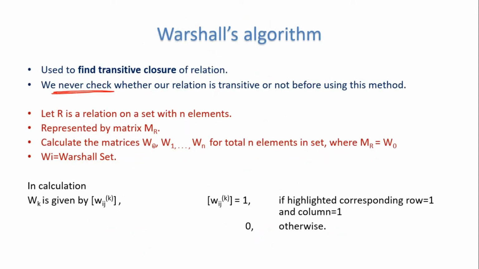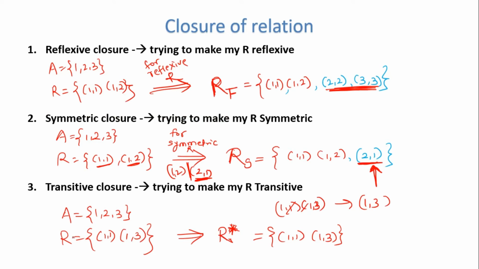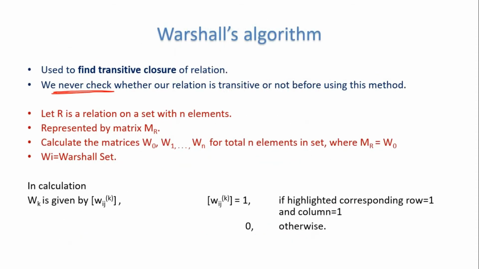Warshall algorithm. Warshall algorithm is one of the algorithms or methods used to find transitive closure. Now, this is the simplest example. What if our set has larger numbers and our relation has very few members? To find the transitive elements, we would have to do calculations many more times. To avoid that, we follow an algorithm called the Warshall algorithm. It is used to find the transitive closure of a relation and we never check whether our relation is transitive or not before actually using this Warshall algorithm. Instead, we directly go for solving the algorithm.